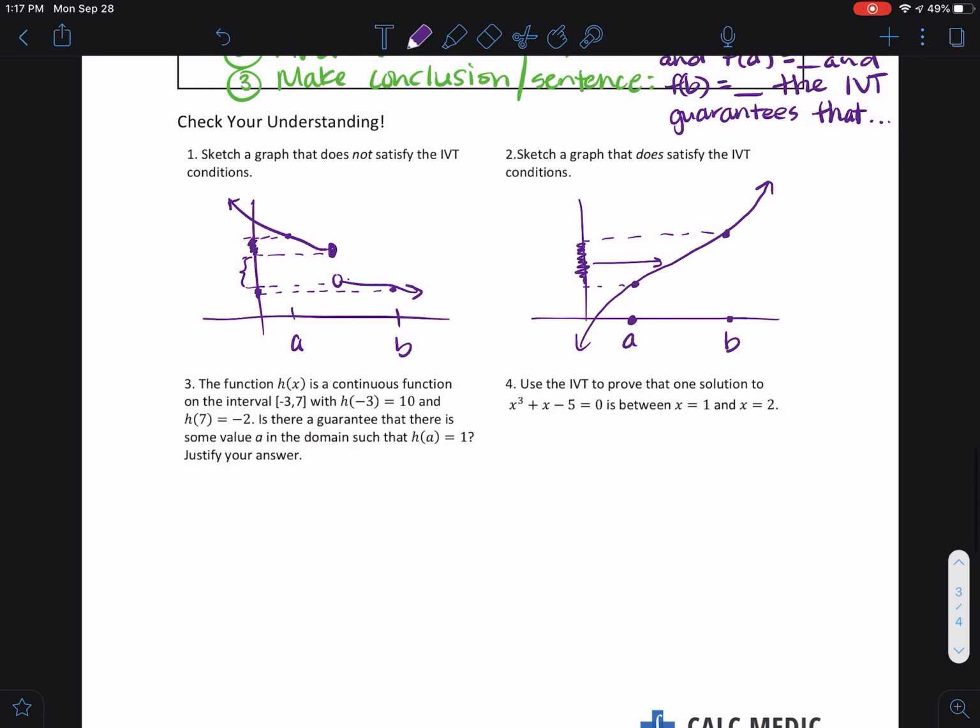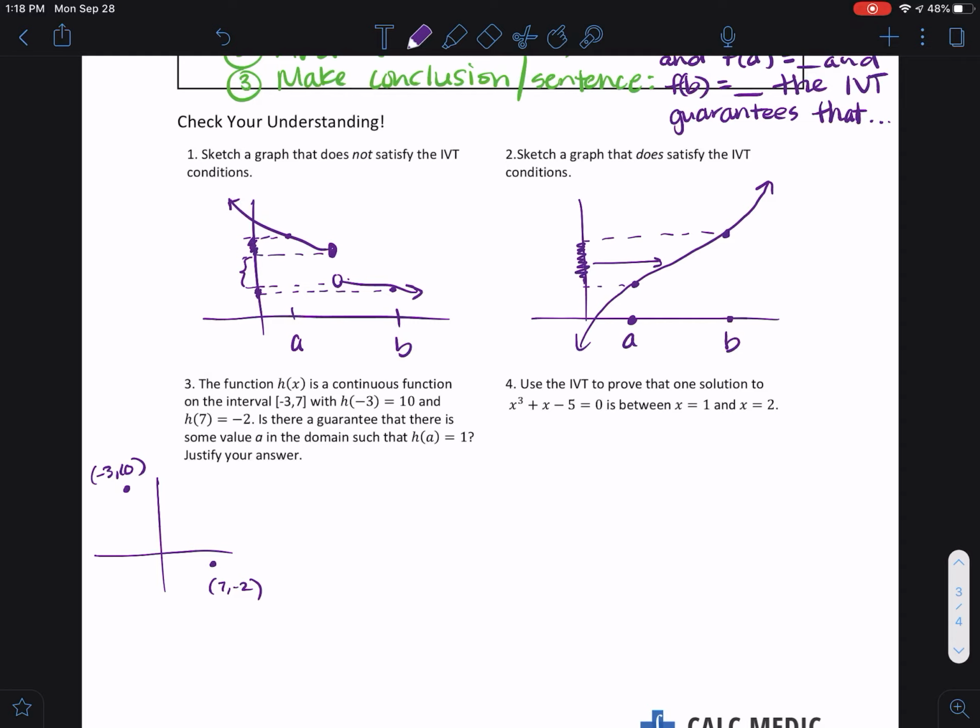The function h of x is continuous on the interval -3 to 7, and h of -3 is 10, and h of 7 is -2. So let's sketch this graph here. h of -3 is 10, so let's put a point up there. That's -3, 10. And then h of 7 is -2. Let's put that down here.